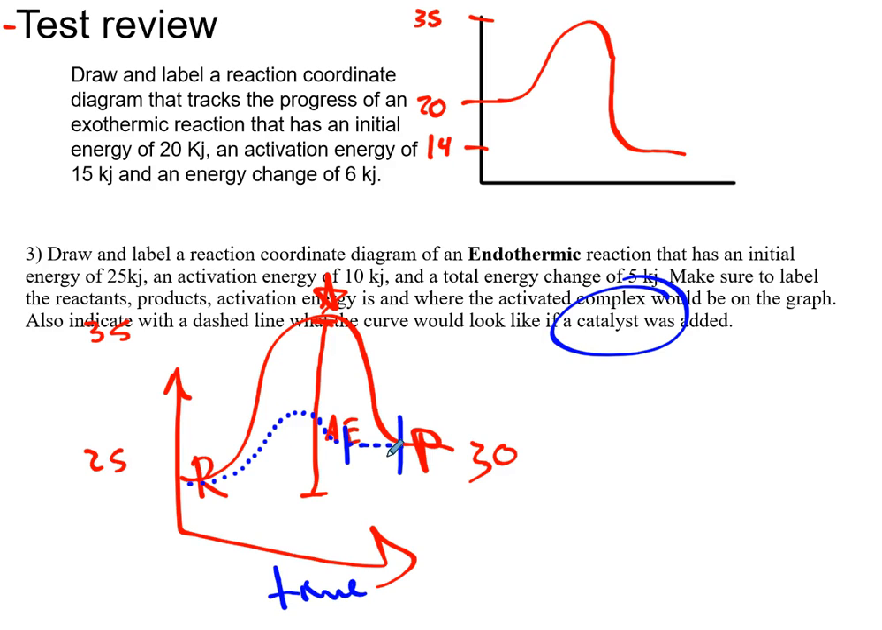Say that again? Yeah, it doesn't have to be technical. The dotted line just has to be lower than the activation energy, and it should go flat sooner than the red line.